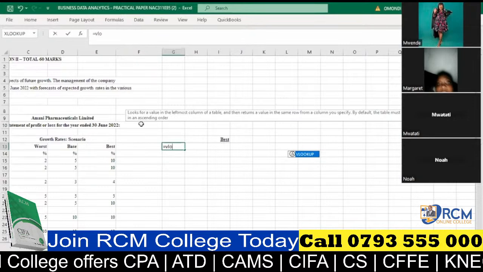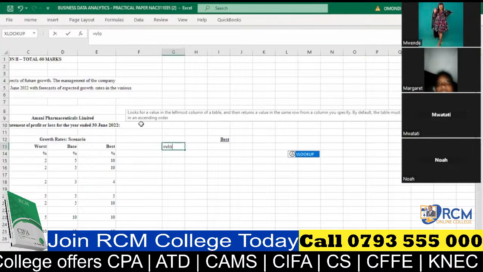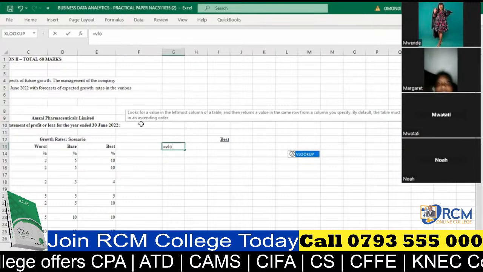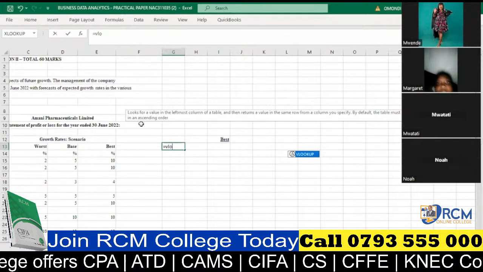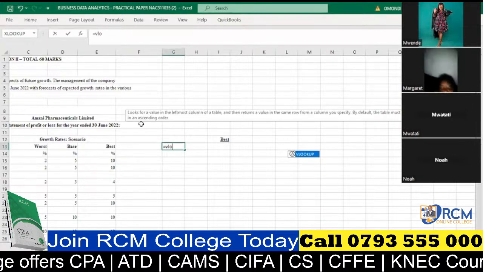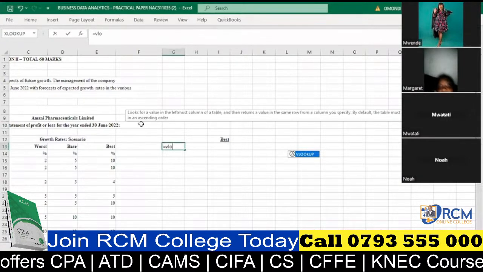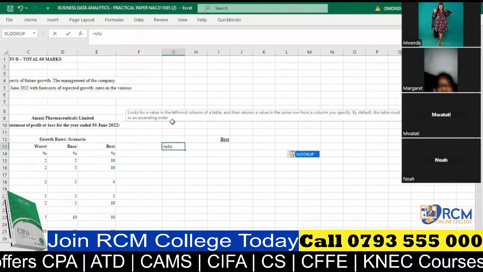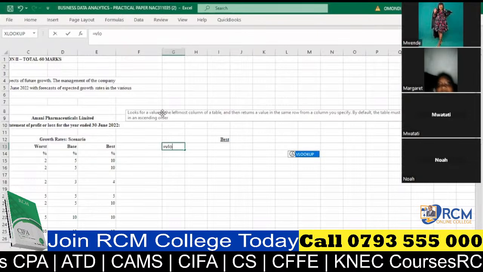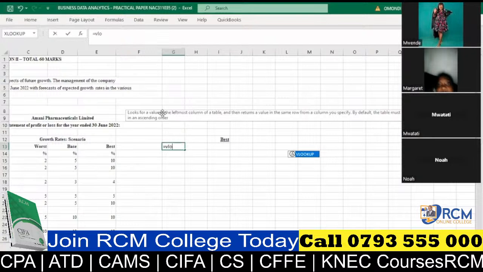So if you look at the response for VLOOKUP, is it an array function? No. The only thing that's going to be a problem to you is how to interpret the instructions or the information given. As you can see, you have all the answers with you.